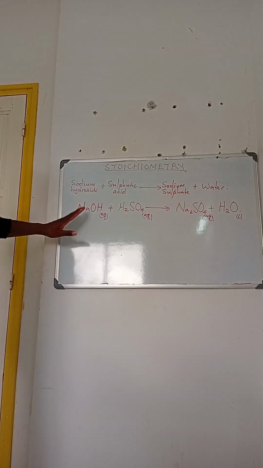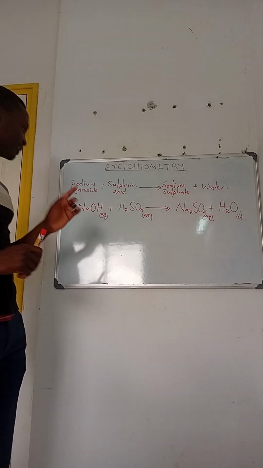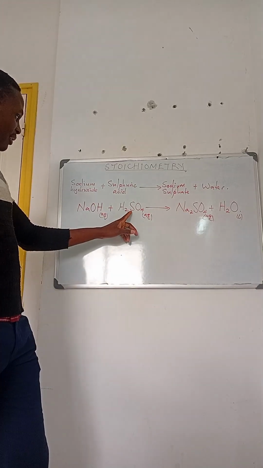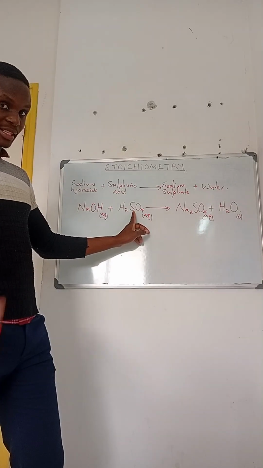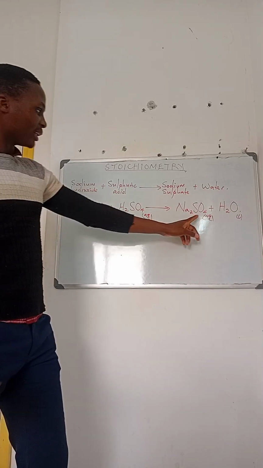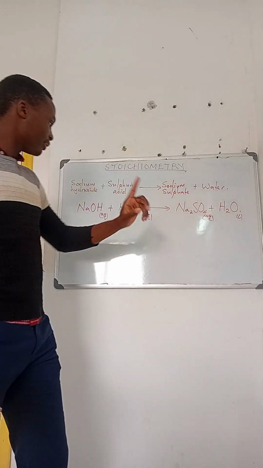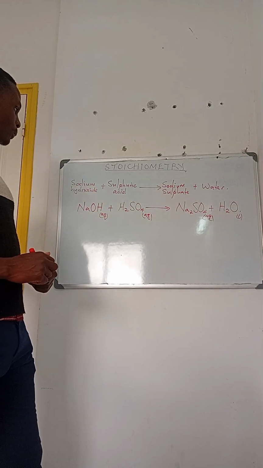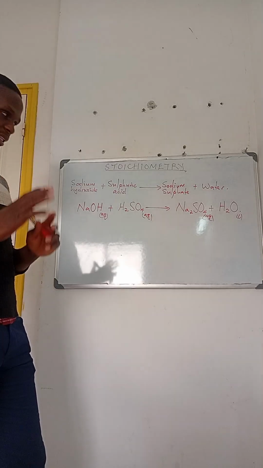If we check the number of sodium atoms on the left-hand side, we have 1. Here we have 2. The number of atoms of sulfur, we have 1 and we have 1, so sulfur is balanced. What about the oxygen atoms? We have 4 and 1, that's 5. So first, we have to make sure that the number of sodium atoms are balanced.